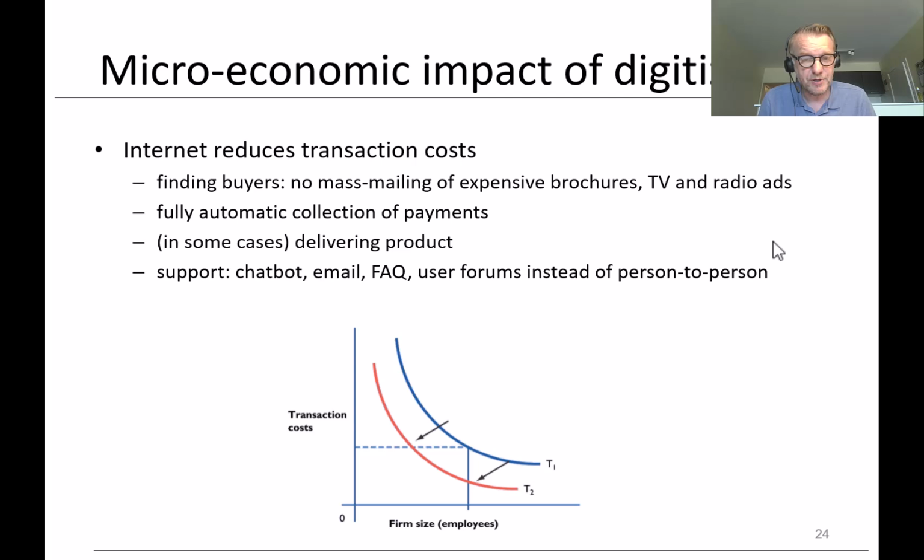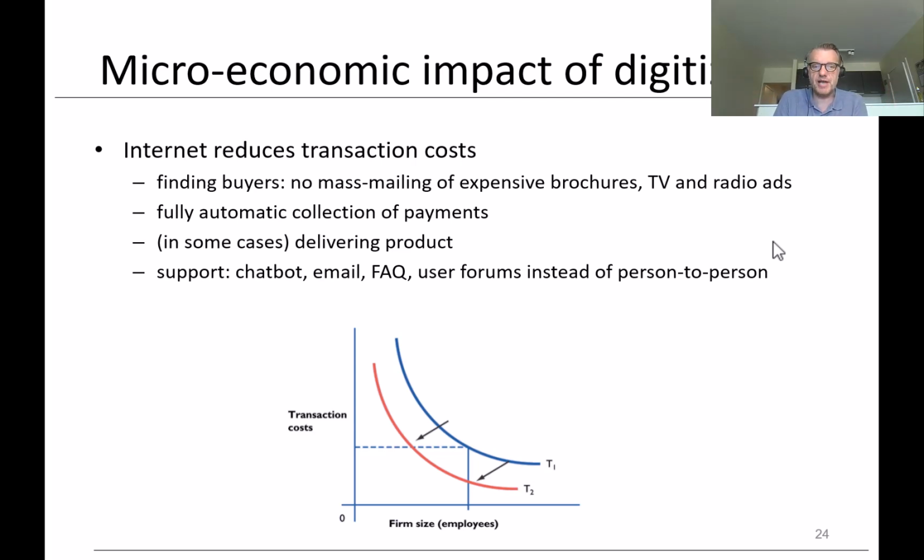So the internet has reduced transaction costs. If you compare it to the physical way of doing business, where finding buyers typically relied on mass mailings of expensive brochures, television and radio ads, nowadays we can actually start up a website. We don't have to do any mass mailing of expensive brochures or invest in expensive television and radio ads. But we can set up our website.